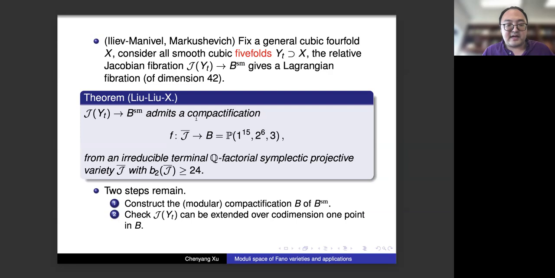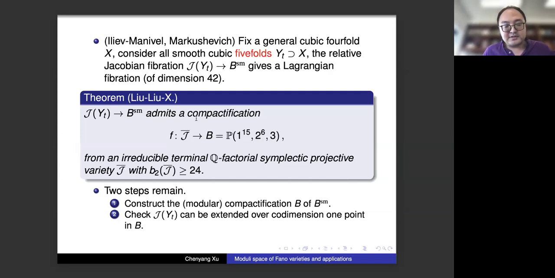And also we know that the second Betti number of this J bar is at least 24. So particularly, I think this is a completely new example in hyperkähler varieties. Unfortunately, we don't know it's smooth, and my guess is it's not. But yeah, of course, we want to apply the previous proposition.